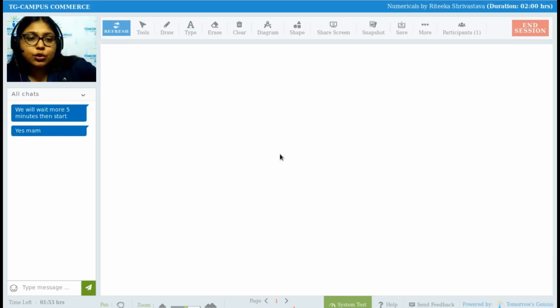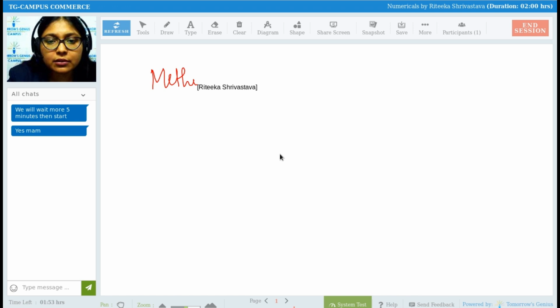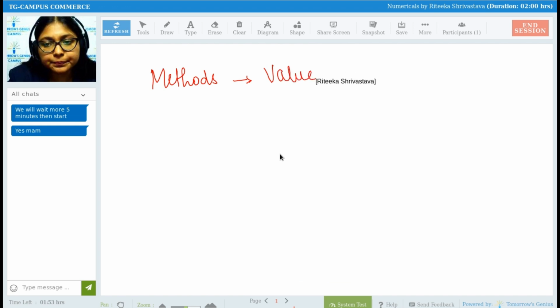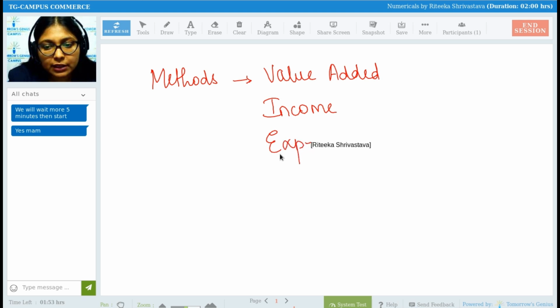Perfect. So you have missed a few classes. In the last few classes for economics, we had already started with methods of national income. We have seen three different methods: the value added method, the income method, and the expenditure method.